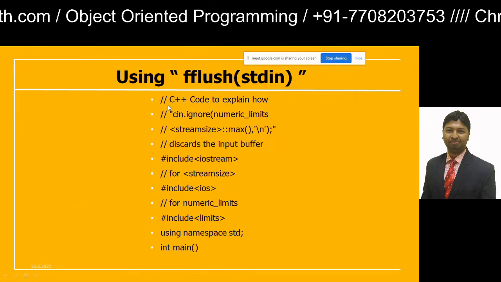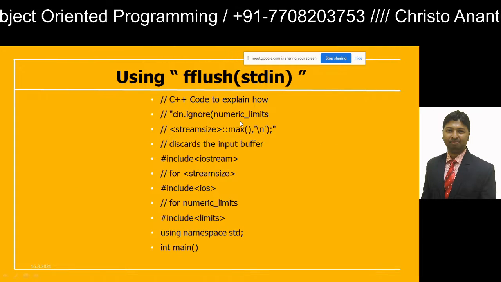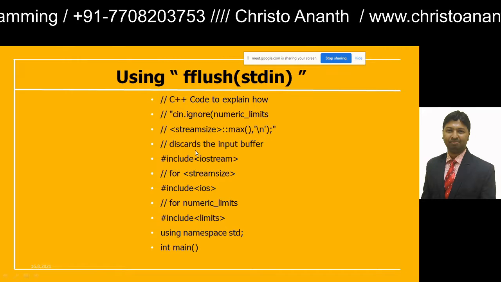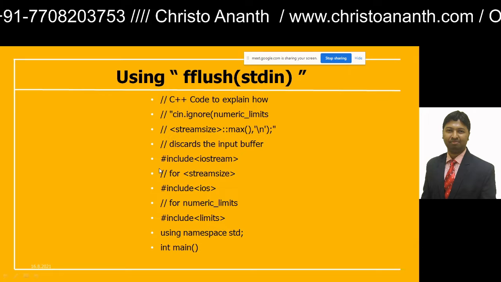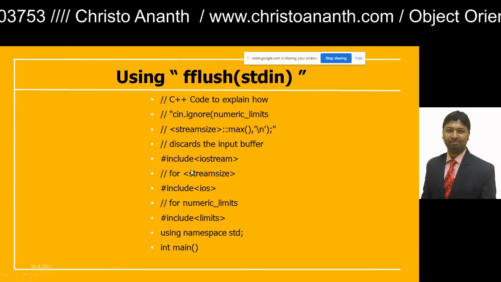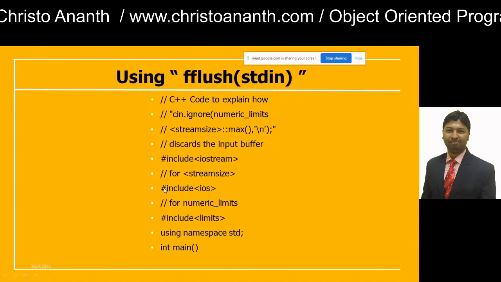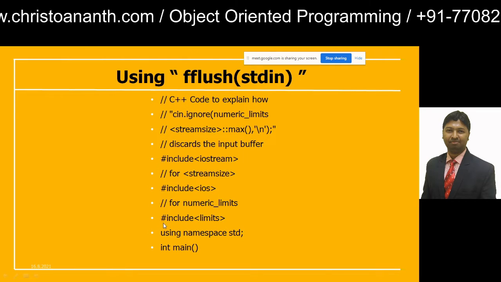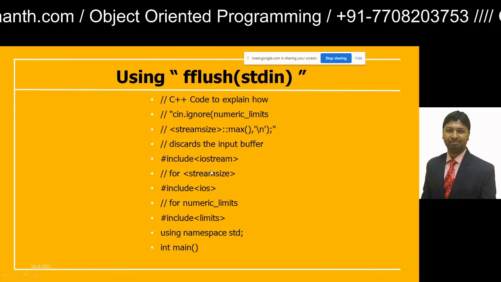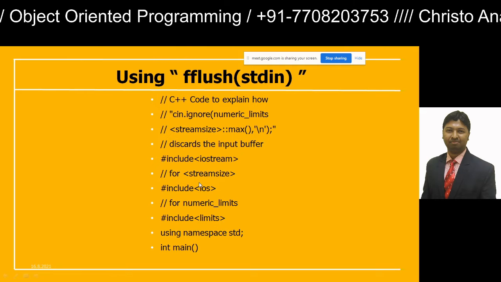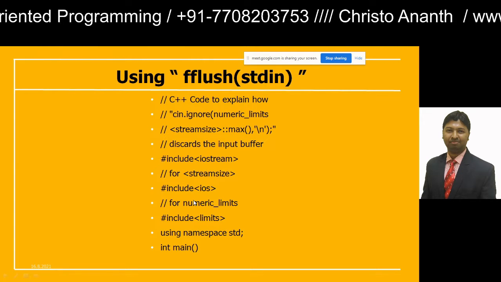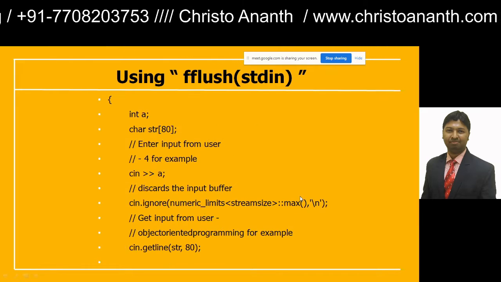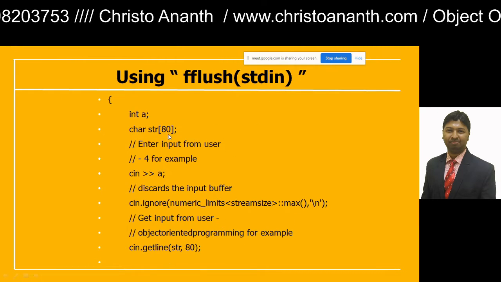So if you see in the C++ code, you use the cin.ignore(numeric_limits<streamsize>::max()) function. It is going to discard the input buffer. So #include <iostream>. For streamsize, you go for #include <ios>, and for numeric_limits, you go for #include <limits>. So stream, streamsize, and then numeric_limits. So using namespace std, int main function, and then int a, char string of 80.